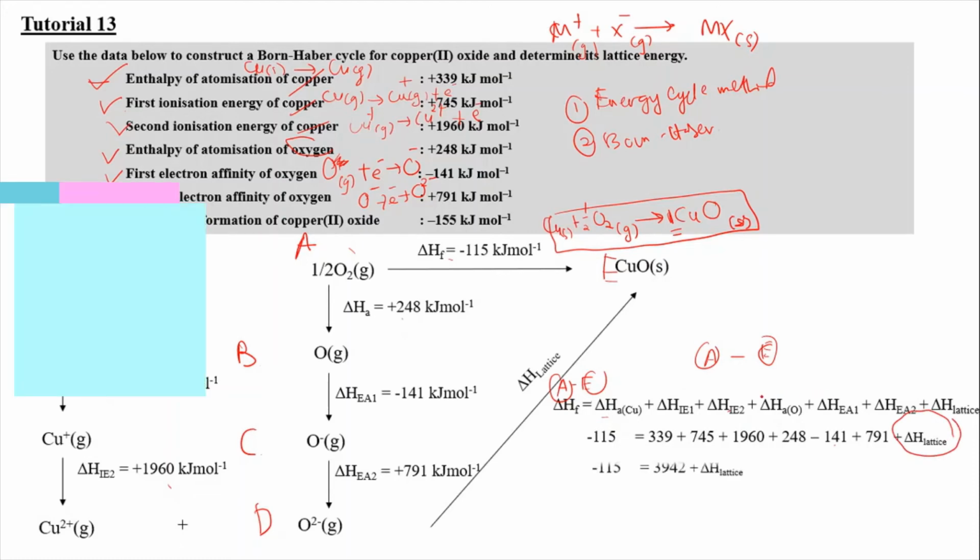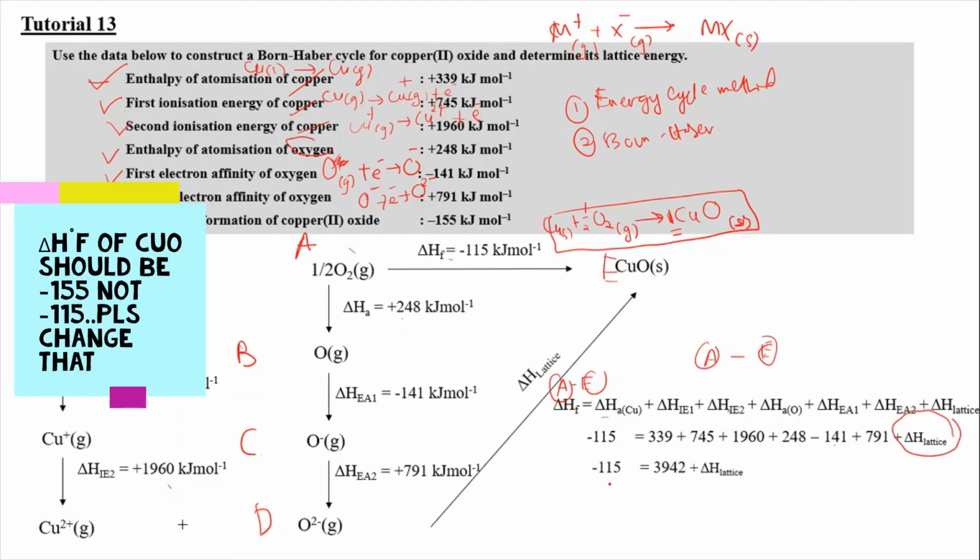So negative 115 is equal to 3945 for this part plus lattice enthalpy. So our lattice enthalpy is equal to negative 4097 kilojoule per mole. All right. Now this is for the energy cycle method.